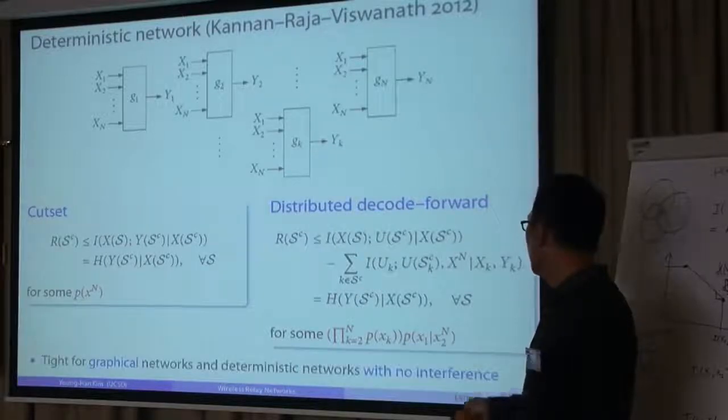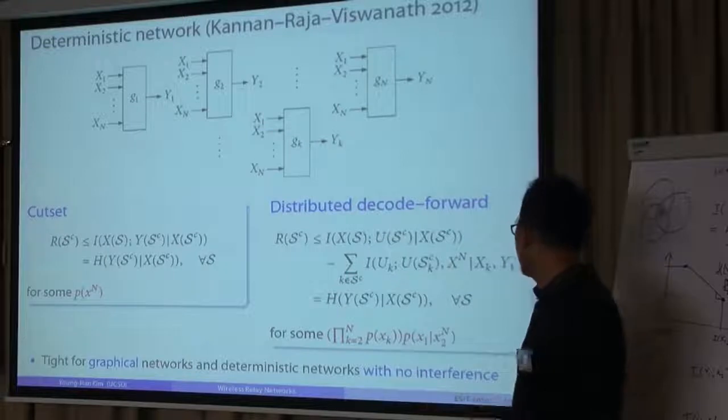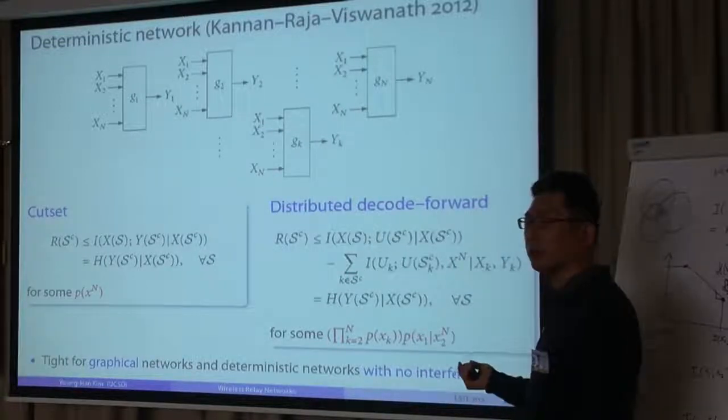So whenever the network has a special structure as before, just like the graphical network or network with no interference, these bounds are all tight.